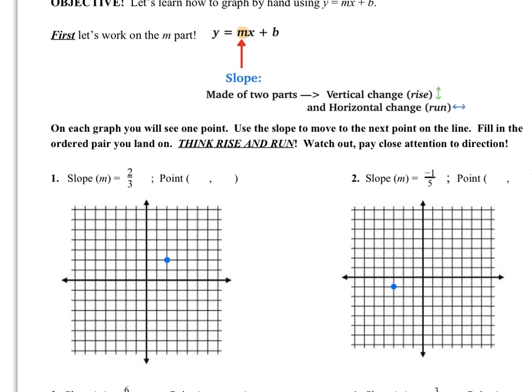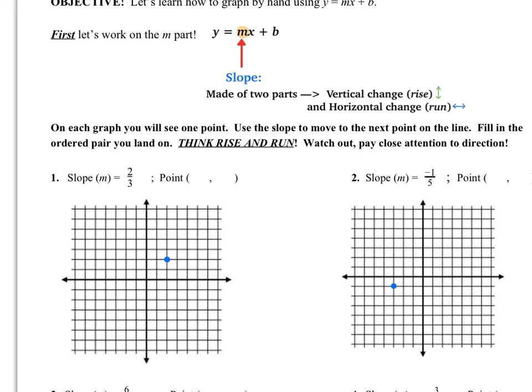So on each graph, you'll see that there's one point. We're going to use our slope, so our up-down distance and our left-right distance, to move to the next point on the line. And then we're going to fill in the ordered pair that we land on. We want to think rise over run, and we need to watch out and pay close attention to direction, like positive or negative.